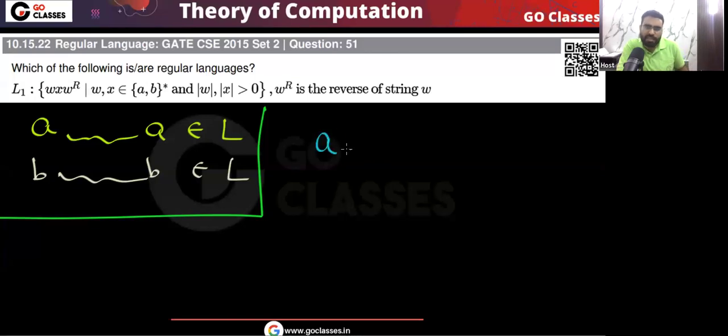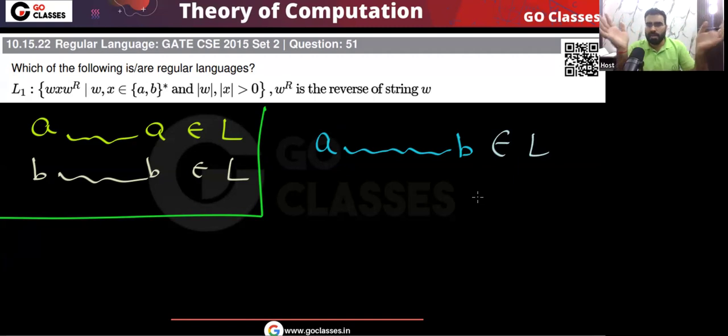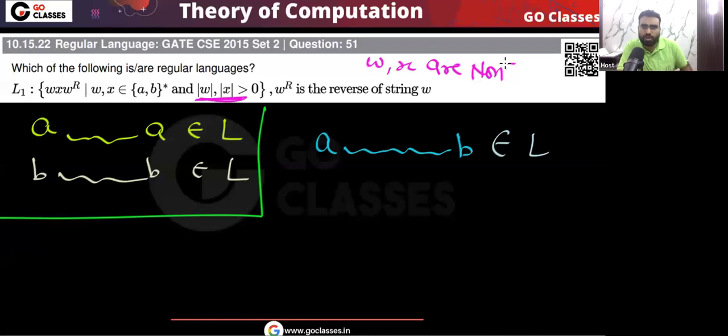If a string starts with A and ends with B, is it possible that it can belong to the language? Give me a possibility. It can never belong to the language, because remember, W comma X are non-empty. Their length is greater than 0. So they must have at least one symbol.